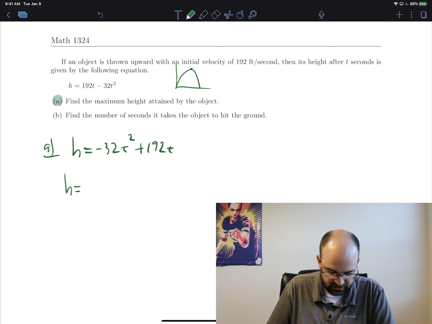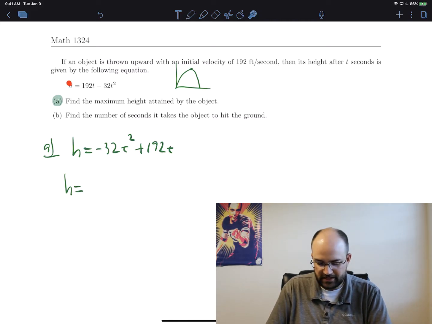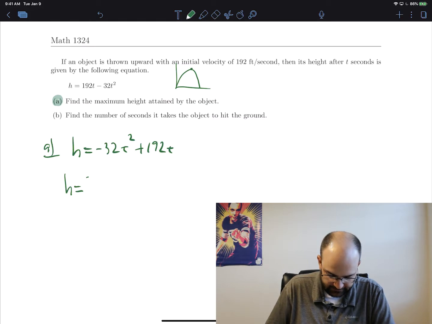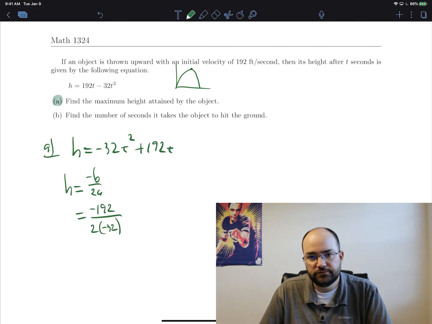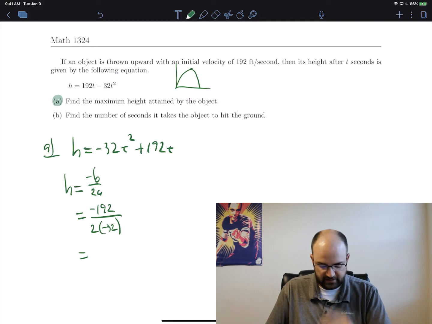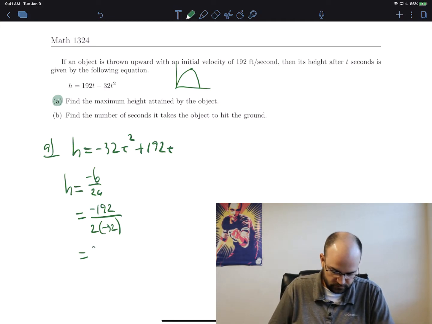Now, the h that I'm going to use here is actually the h that we've been using all along. It's not nice to use h, but there it is. And we have negative b over 2a. B in this case is 192, so it makes that negative 192 all over 2 times negative 32. Then you can just type that in. Negative 192 over negative 64 gives you 3.